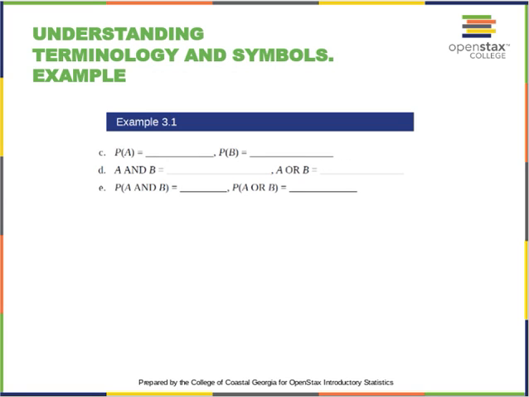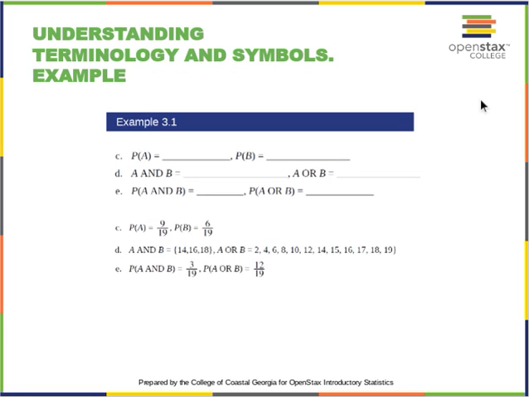Same for B. Well, what about A and B? Now, this is not asking about the probability, it's asking about the total outcomes, or the event, the outcomes corresponding to that event. Well, it's the overlap in between the two. 14, 16, or 18. Those are the only numbers that are in both A and B. For A or B, we're going to add them together.